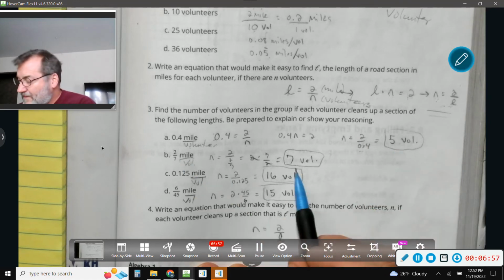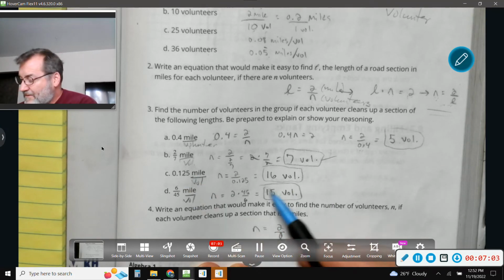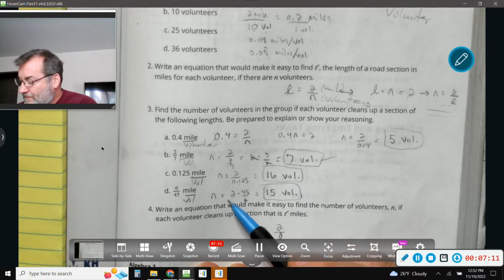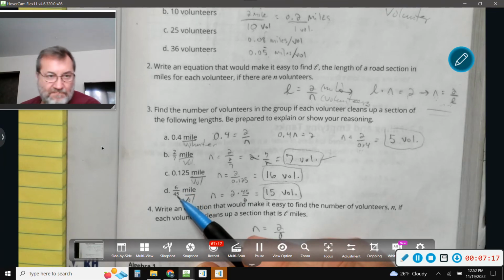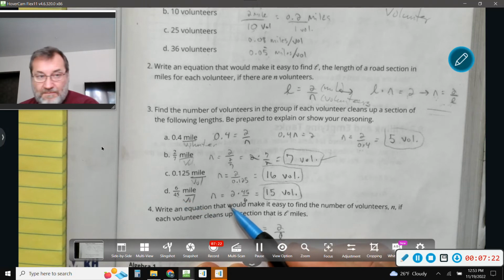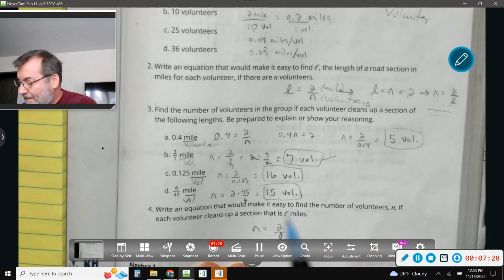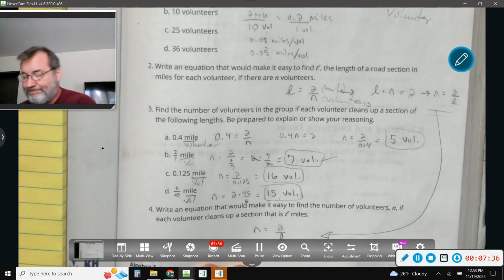For 2/7, you'll need 7 volunteers to get that one done. For 0.125 miles, 2 divided by that, you end up with 16 volunteers. And of course, if I have 2 miles and each person does 6/45, which is around a tenth of a mile or so, you'll need 15 volunteers to get that much done. And then write an equation that would make it easy to find the number of volunteers. That's the equation that we've been using this entire time.